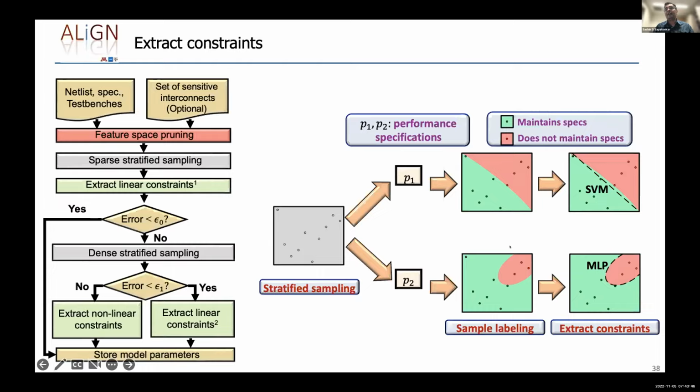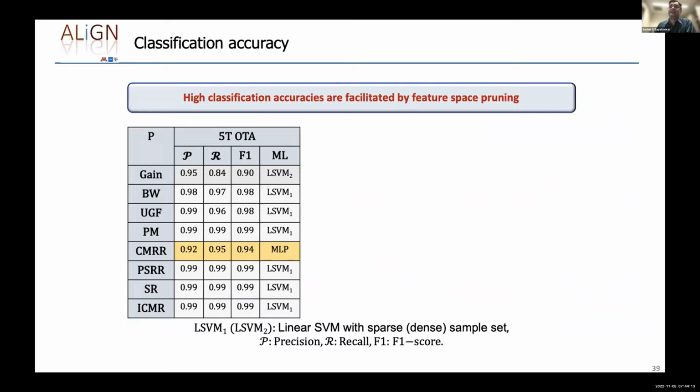So you start with a stratified sampling to extract the linear constraints, see how good the error is. If it's good, you stop there. Or you try denser sampling, and then you see if you need an MLP or whether an SVM with denser sampling is good enough or not. And this actually works pretty well in terms of detecting the constraint boundary. Of course, if you change your constraints, you need to perform your sampling all over again.